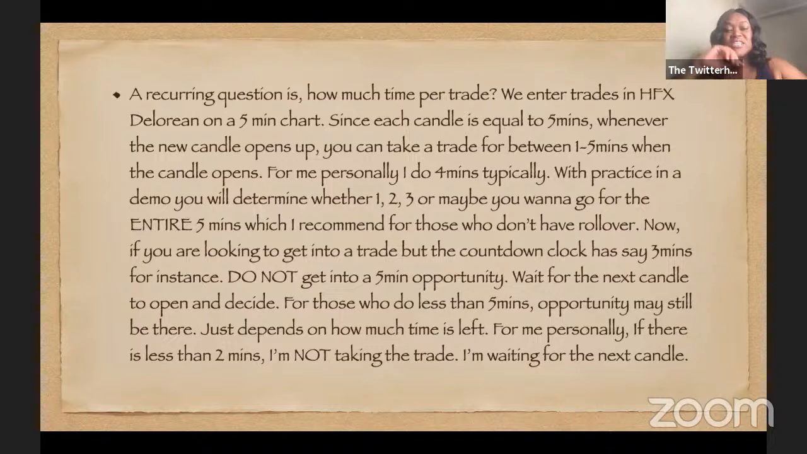Now, if you're looking to get into a trade, but the countdown clock has, say, 3 minutes, for instance, do not get into the trade for 5 minutes, right? You got to wait for the next candle to open and decide if you think the opportunity is still there for that trade, right? For those who take 1 minute trades, the opportunity could still be there. You'll get the hang of it once you're practicing over and over, right? For me personally, if there's less than 2 minutes though, I'm not taking the trade. I'm just going to wait for the next candle, right?